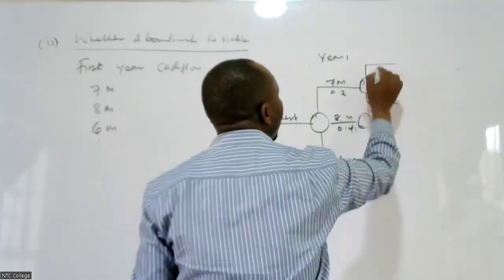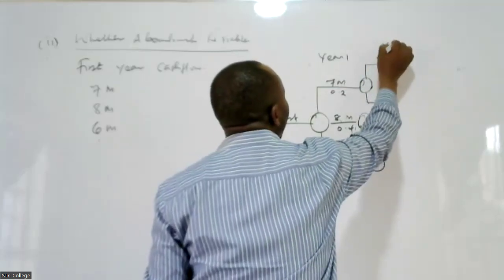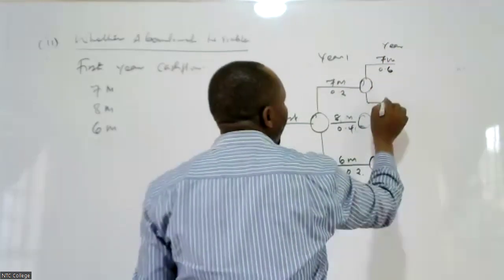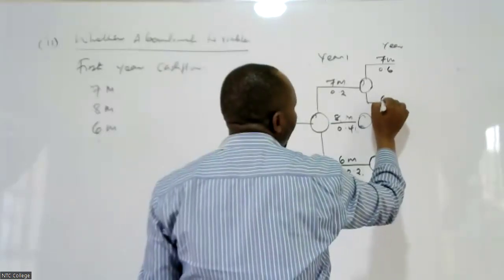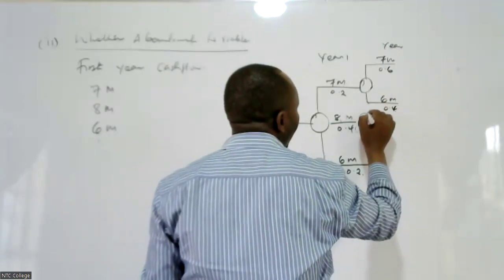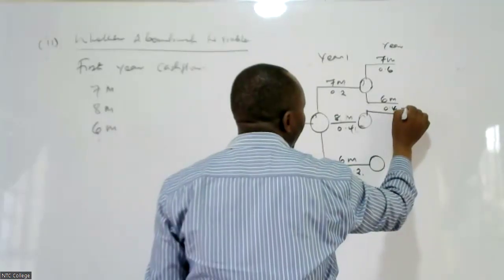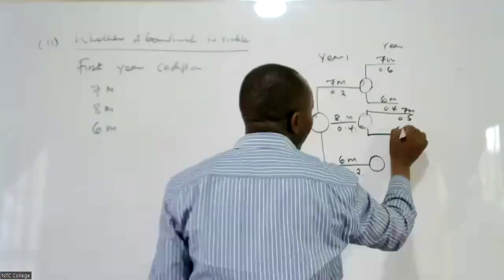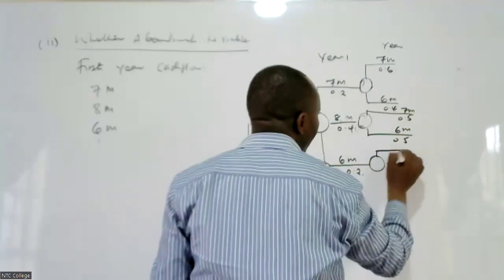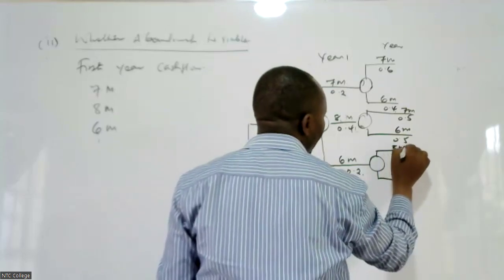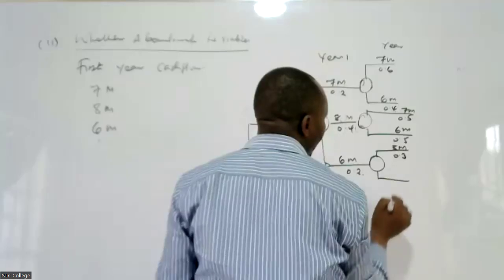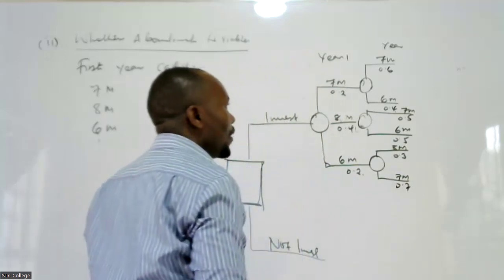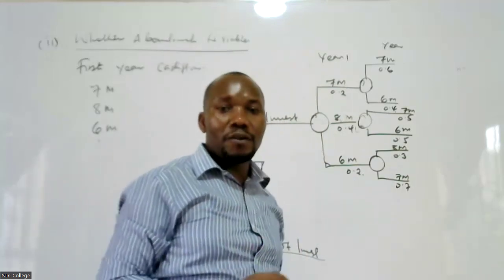So here you have 7 with the probability of 0.6. And then here we have 6m with probability of 0.4. And then this other one? 7m 0.5. 6m 0.5. Then 8m 0.3. 7m 0.7.